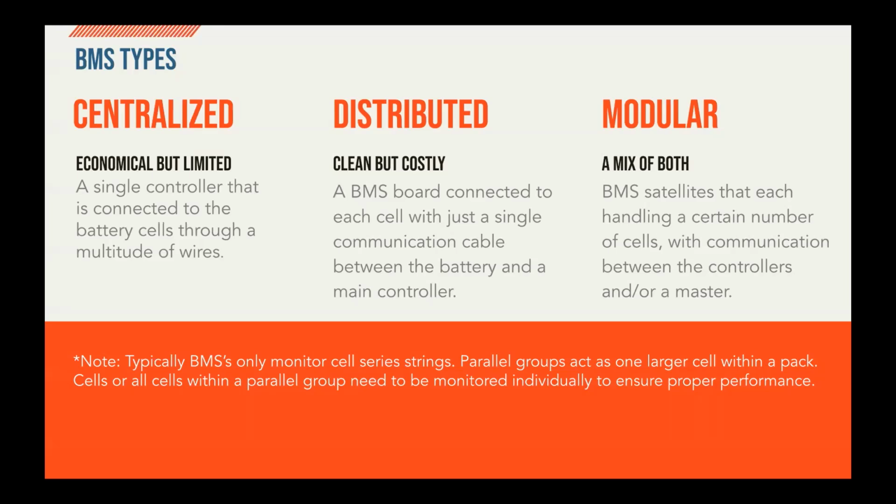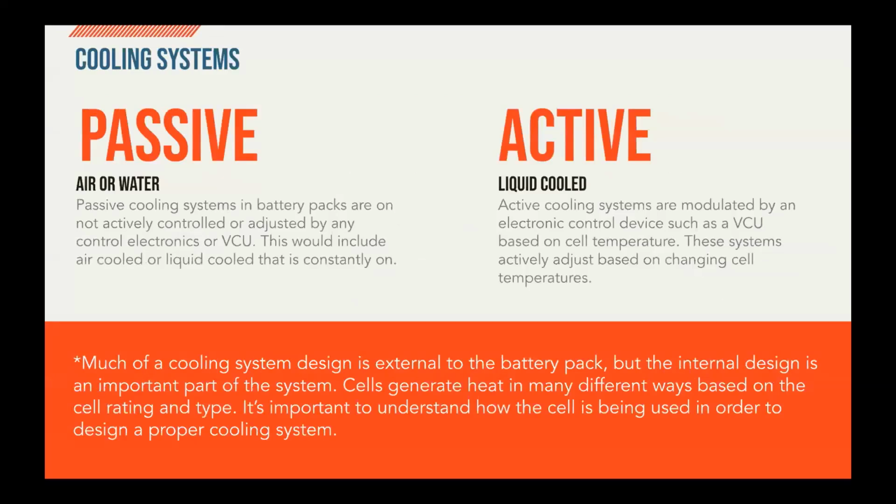And then modular, which is kind of a mix of both, which is a BMS, sometimes called a satellite board, that can handle up to sometimes 18, depending on the BMS, 18 series strings. And then it combines all the data from those 18 series strings and passes it to a master or main controller. So a modular BMS system provides that higher simplicity and lower cost, and is a good choice for many applications.